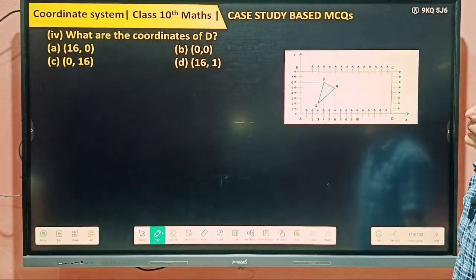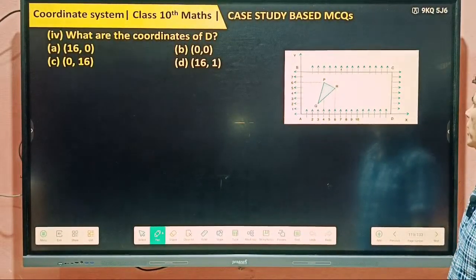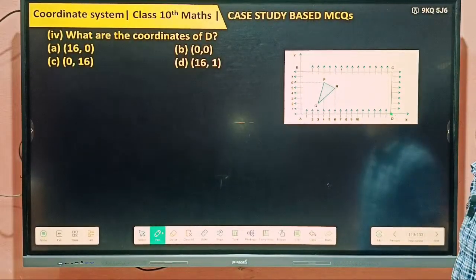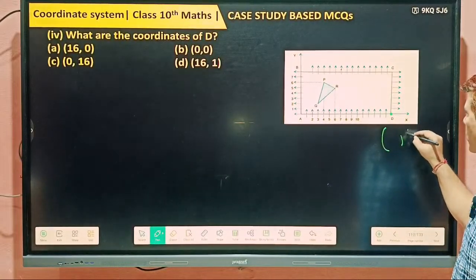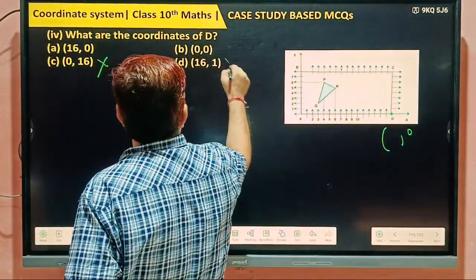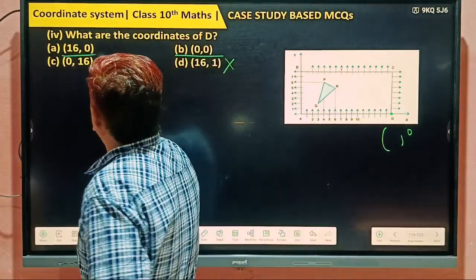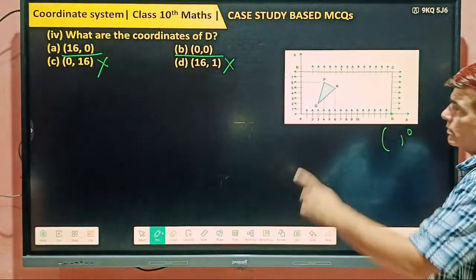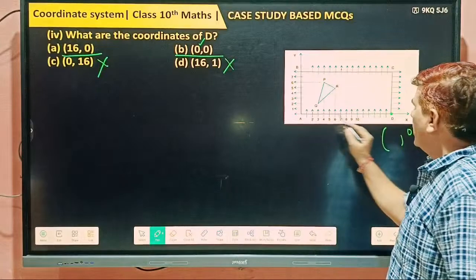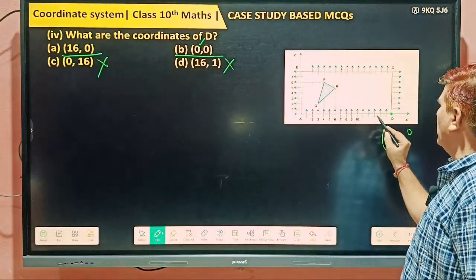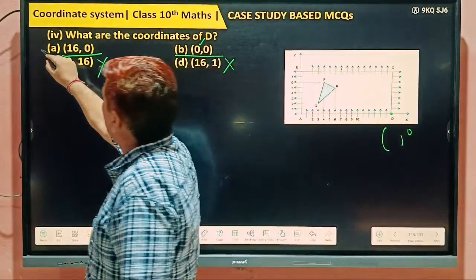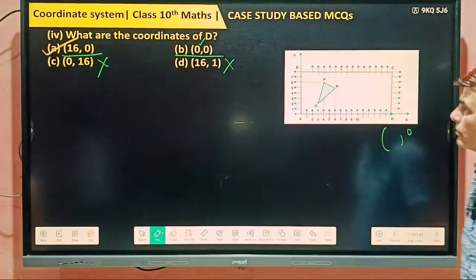Fourth part. What are the coordinates of D? Where is D? The D point is this, which is lying on the x-axis. So definitely its y coordinate is 0. So this is not its answer, this is not its answer. So maybe this or maybe this. But directly we can say x is not 0 here. Definitely. How many units? You can write 10, 11, 12, 13, 14, 15 and this is 16. So which one is its answer? This is its answer. Simple one.